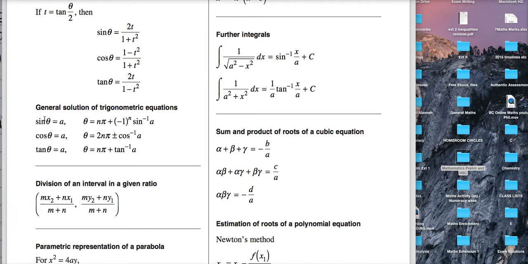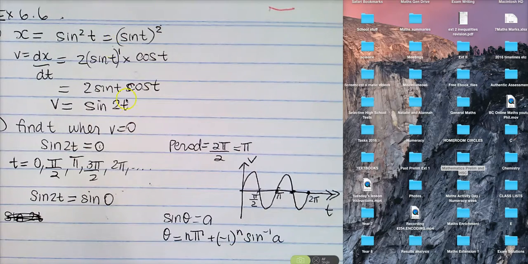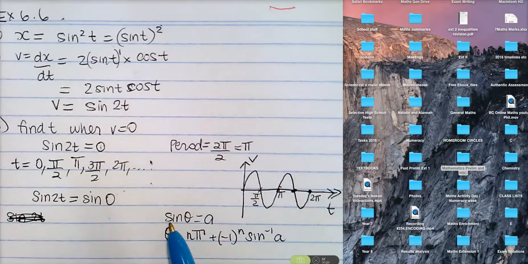Sine theta is a, then theta is n pi plus negative 1 to the power of n times sine to the minus 1 of a. So I'm just going to copy that down on the sheet. All right, that's what they've got. If sine theta is a, then theta is n pi plus negative 1 to the power of n times sine to the minus 1 of a.